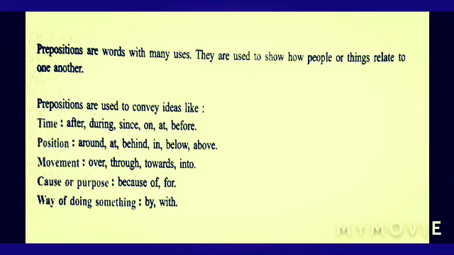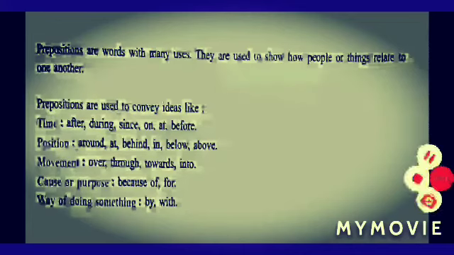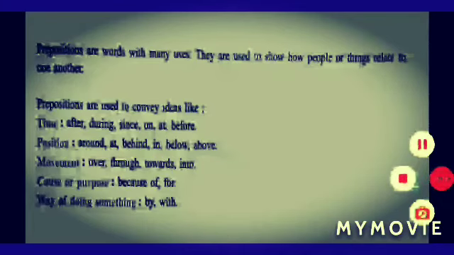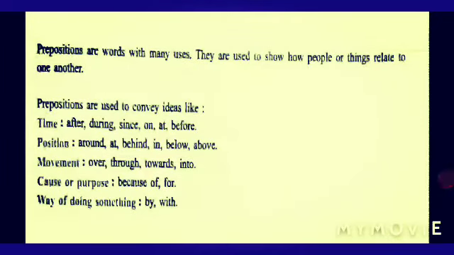For example, the books are on the table. The dog is sitting under the table. The types of preposition: time: after, during, since, on, at; showing position: above, around, at, behind, in, below; showing movement: over, through, towards, into; causes or purpose: because of, for; way of doing something: by, with.